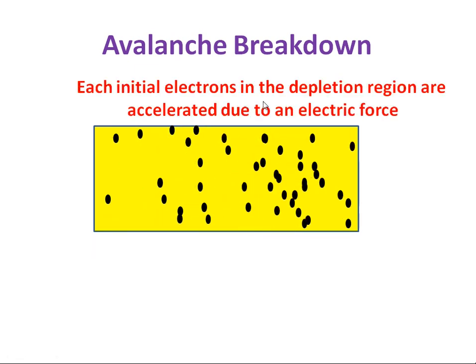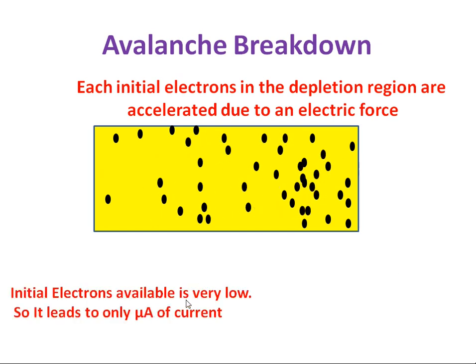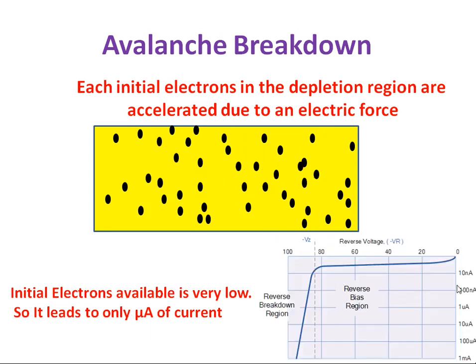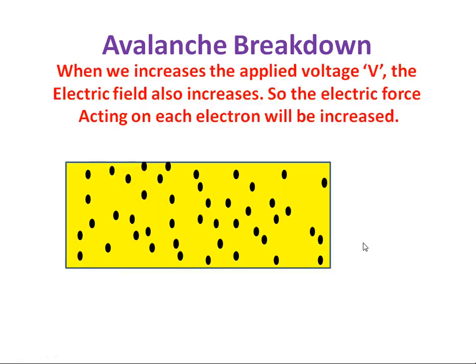At that time, each initial electron in the depletion region is accelerated due to the electric force. So now all the electrons are trying to move in a particular direction. The initial electrons available are very few, so it leads to only microampere current. It states that the initial electrons are produced due to the thermal effect, and the amount produced is very low. So when a lesser amount of current crosses a particular area, it produces only microampere. That's why it is 10 nanoampere, 100 nanoampere. Nano means 10 power minus 9.